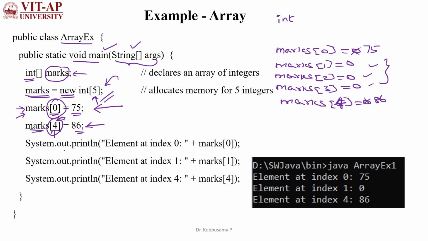For example, here I am printing the index number 0. So index number 0 is having 75, that is displaying here in the output. Likewise, index number 1 we didn't assign any value, so index number 1 has the default value 0. Then for index number 4 we assigned 86, so that is displaying here. So by default zeros will be assigned, then whatever values we assign in the programming will be assigned to the integer variables.